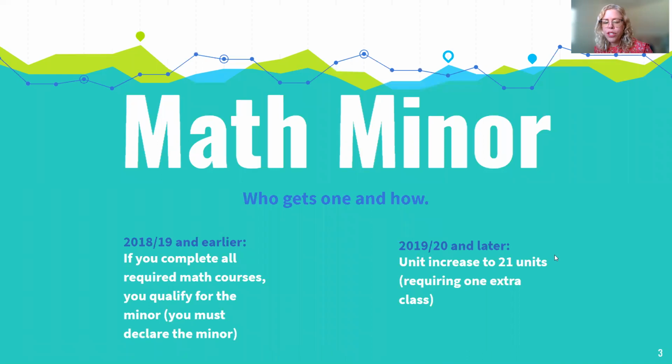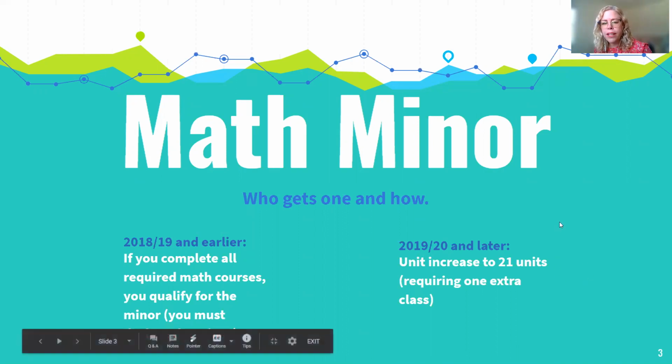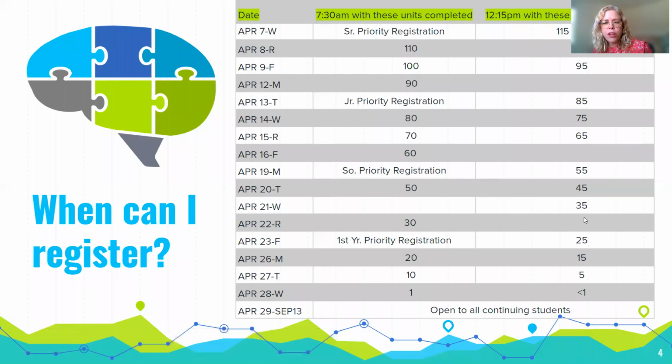Just some more information. If you're not aware, the math minor has changed. In the 2019 catalog, they increased the unit count to 21 units. So it used to be that you would get an automatic math minor with the EE curriculum. That's no longer true unless you're on an earlier catalog. So if a math minor is important to you, you'll need to make a plan to take an extra math class.